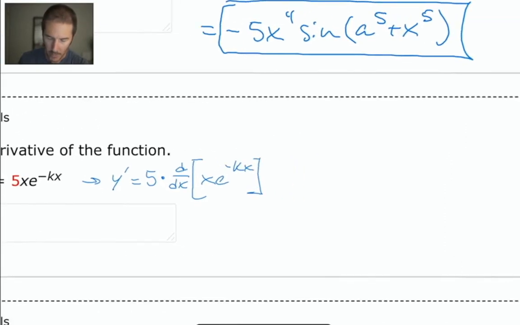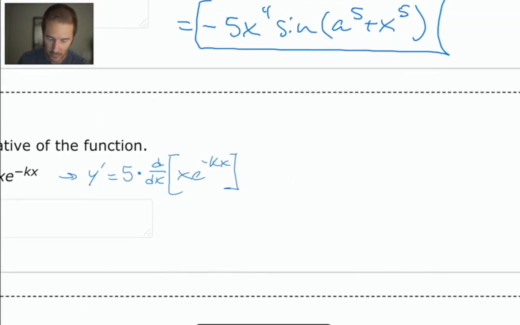Okay, so now what? Inside these square brackets, I have a product, so we have to use the product rule. So here's the 5 times, and then I'll put some big parentheses, and I'm going to keep the x, and then multiply it by the derivative of e to the negative kx. This is e to an exponent where the exponent isn't just an x. It's a little bit more complex than that. So I have to take the derivative of e to the negative kx.